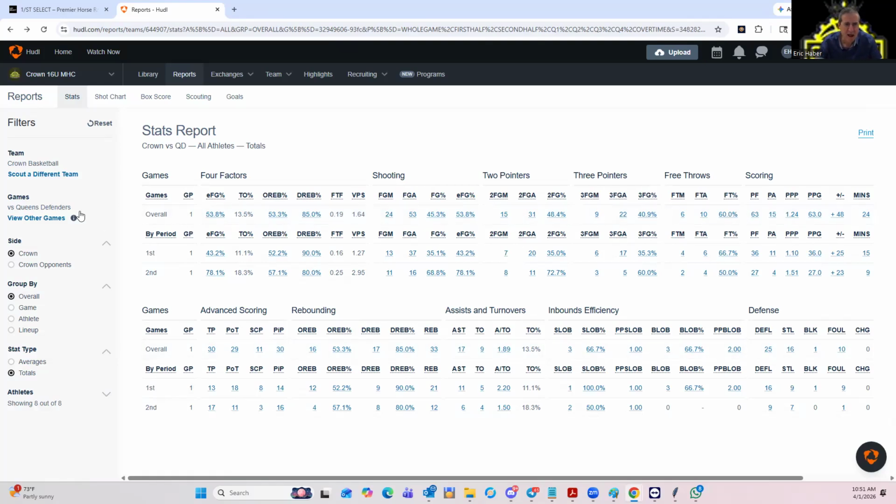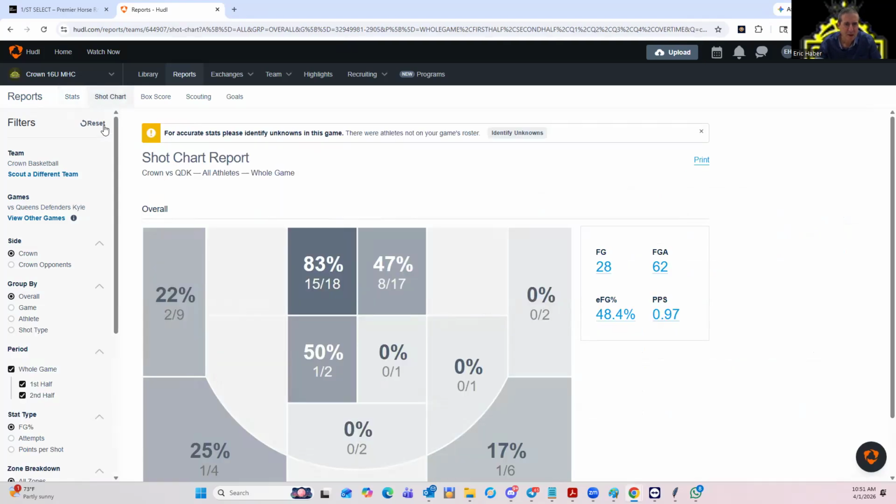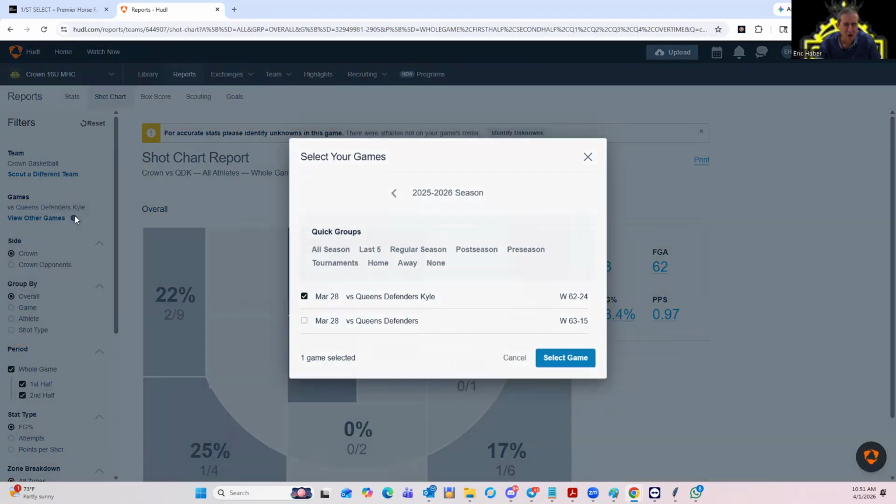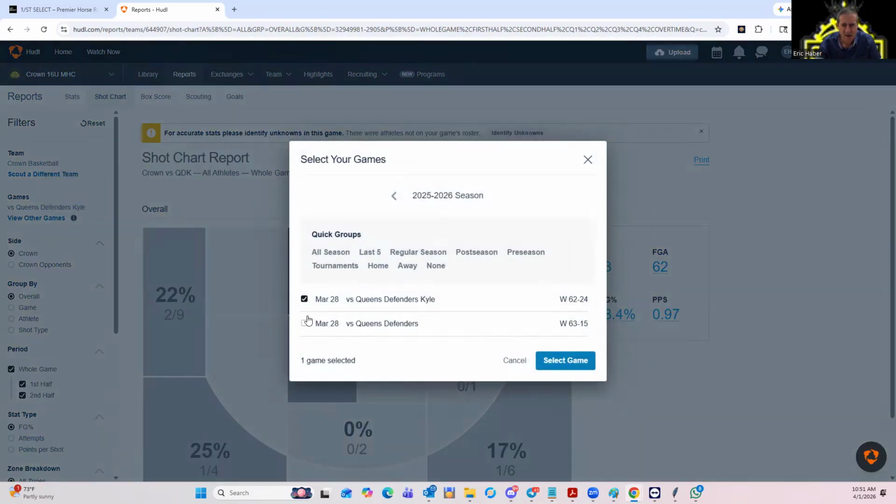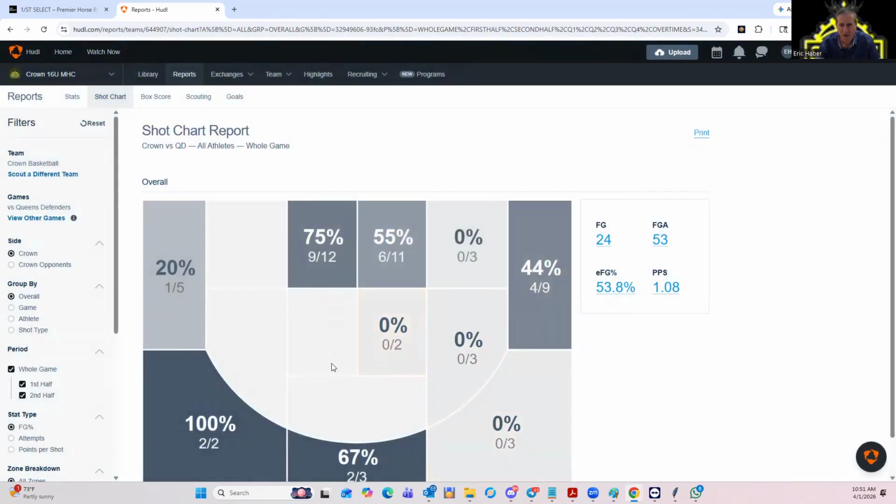So the next thing we look at for every game is the shot chart. Okay. And that's what we're looking for in a shot chart is this.